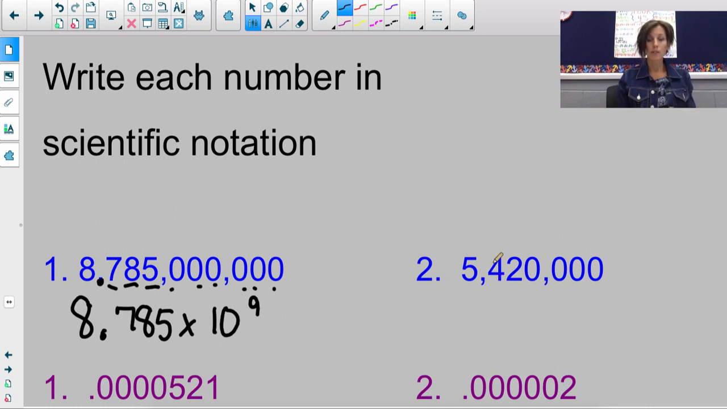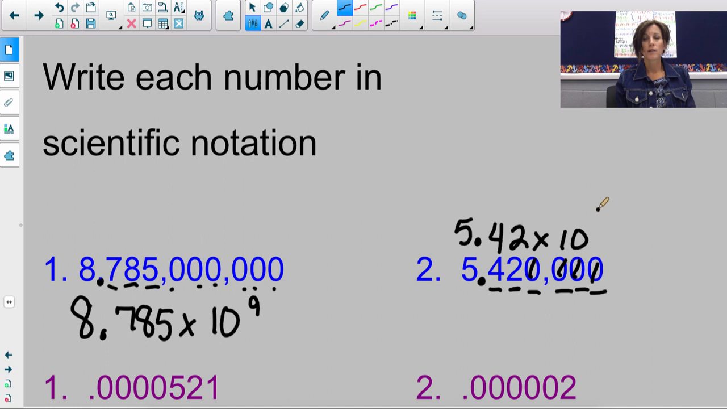All right, problem 2. We've got 5.42. Find where the decimal goes. One digit to the left, check. Cross off all those zeros, don't need them. Count how many spots are now to the right of that decimal place: 1, 2, 3, 4, 5, and 6. So our scientific notation becomes 5 and 42 hundredths times 10 to the 6th power.